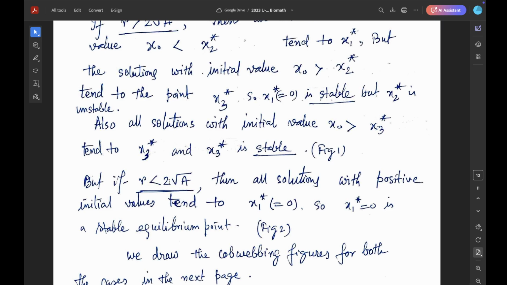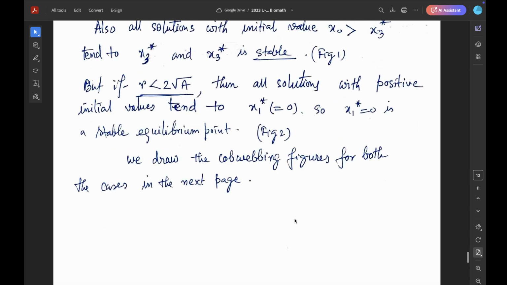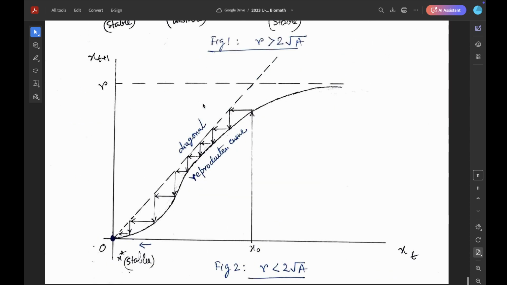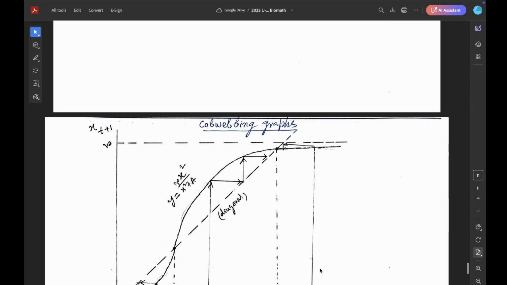But if r is less than 2√a, then all solutions with positive initial value tend to x1* equal to 0. So x1* is a locally asymptotically stable equilibrium point when r is less than 2√a. From the second figure, the reproduction curve is this, and the only intersecting point with y = x is the origin. So the origin is the only steady state, and if we start from this initial value x0, we get by Cobweb diagram an approach to the origin. So x* equal to 0 is locally asymptotically stable when r is less than 2√a.